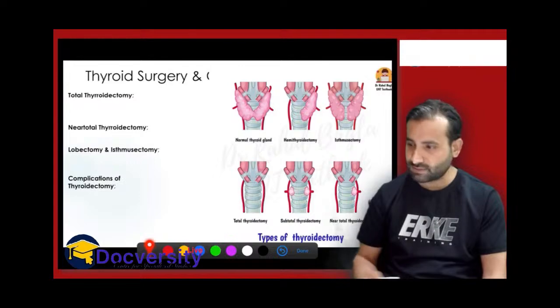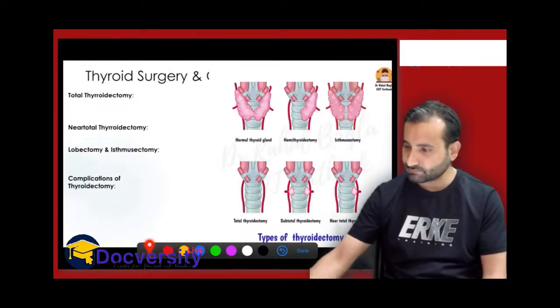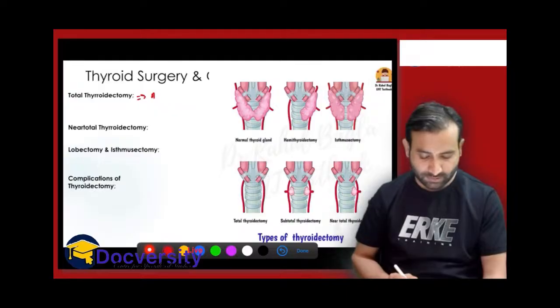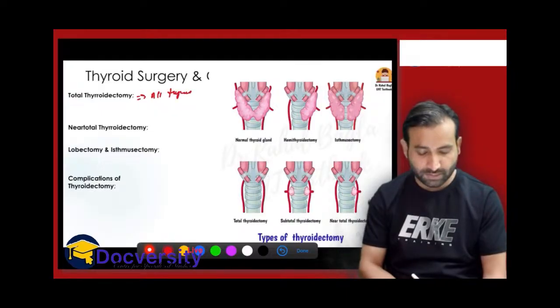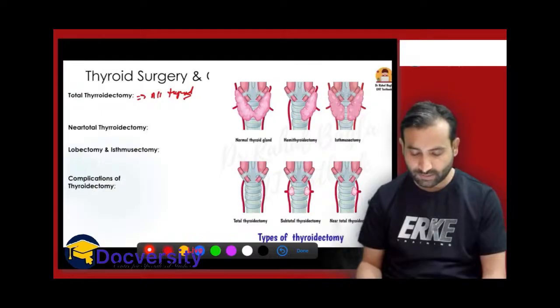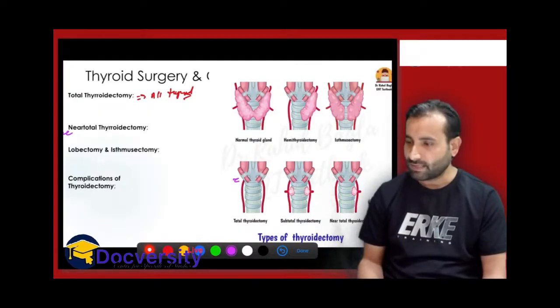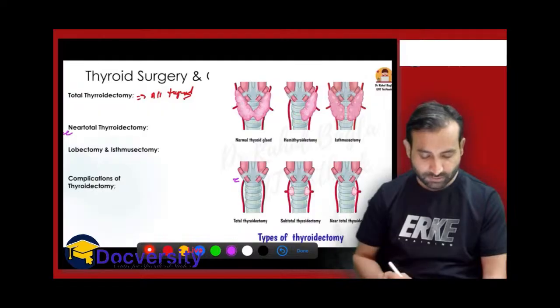Let's go to the thyroid surgery, right? In this thyroid surgery, we have the total thyroidectomy. What is total thyroidectomy? We remove all the thyroid gland. In case of total thyroidectomy, you can see over here, we remove all the thyroid gland, but we do not touch the recurrent laryngeal nerve. And then we have the near total thyroidectomy.